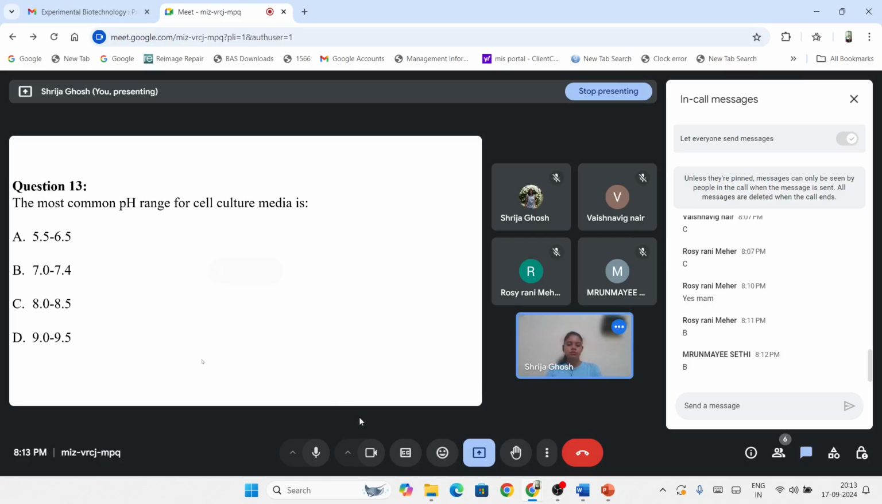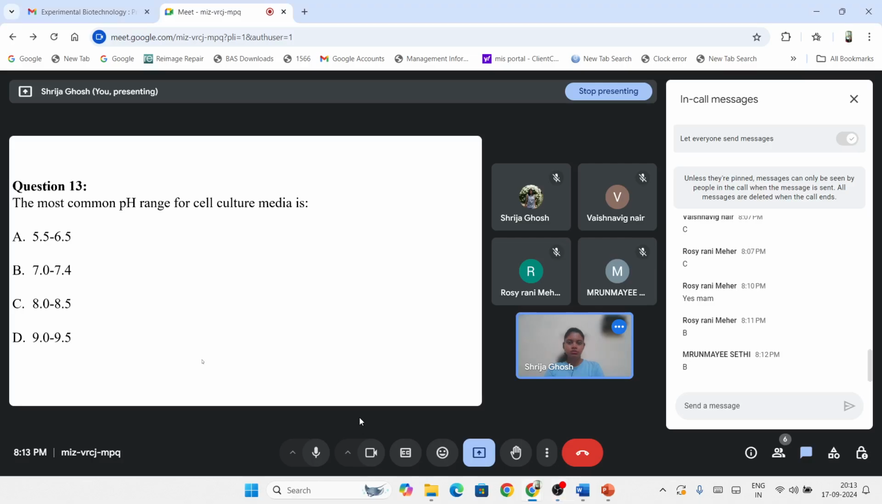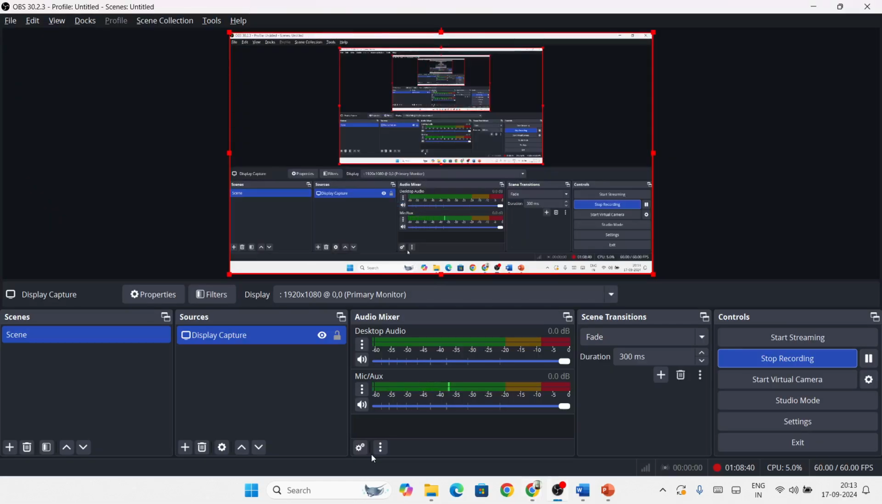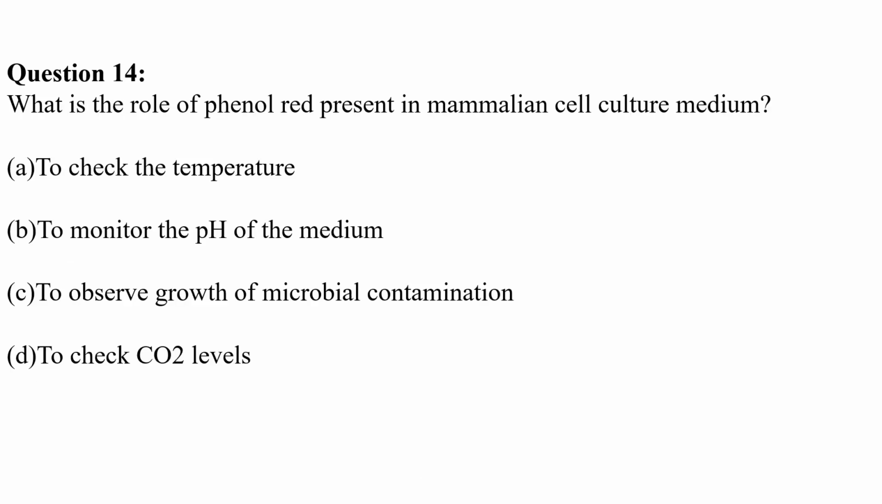This is clear? Is this clear to everyone? So option B is the correct answer. Moving on to the next question.